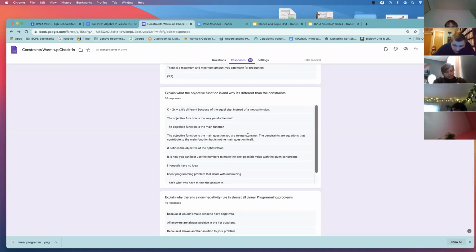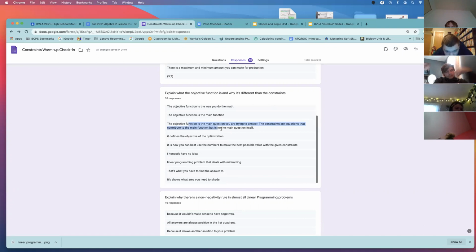Explain what an objective function is. The objective function is the main function. The objective function is the way you do the math. It's different because it has the equal sign. Yeah, the objective function has an equal sign. How about that? The constraints have inequality signs. That's a great point. The objective function is the main question you're trying to answer.